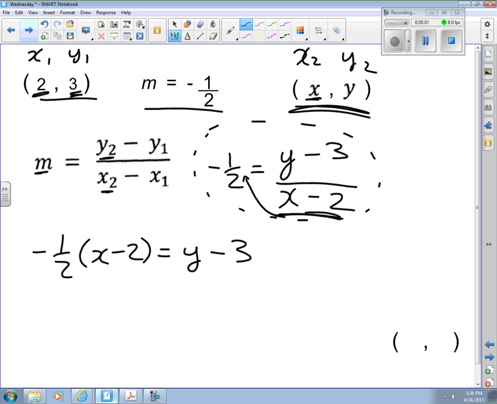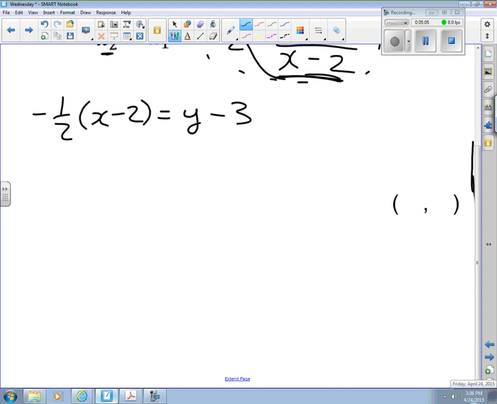So I could do whatever I want. If I wanted to change this to y equals mx plus b form, no problem. I will multiply both sides of the equation by -2.